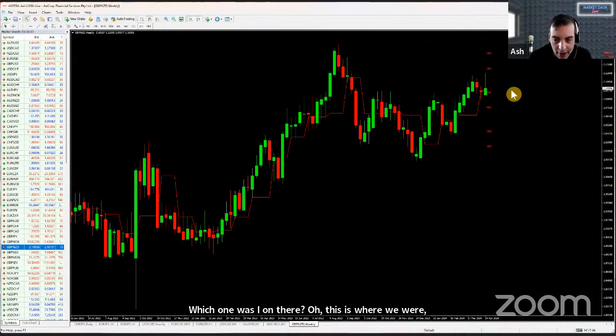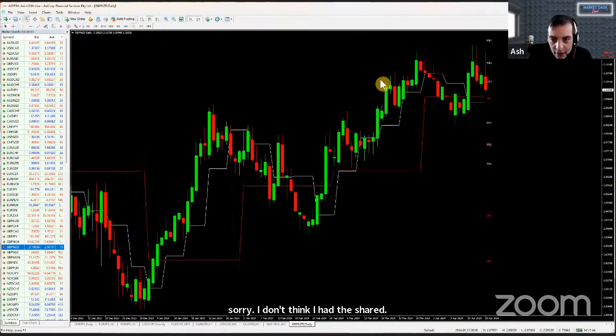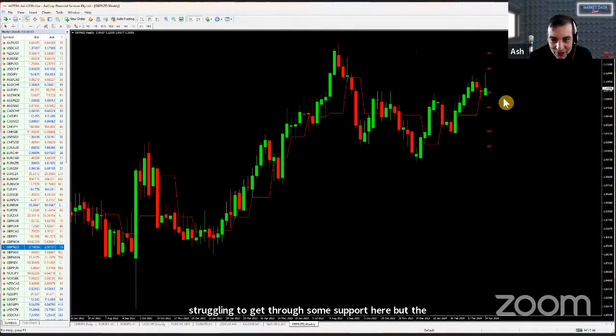So this is the pound Kiwi. We did see this bar on Friday and this bar on Wednesday. Definitely struggling to get through some support here, but the seasonal data suggests there might be just a little bit more upside in this. So not the easiest one to trade when the seasonal data doesn't agree.